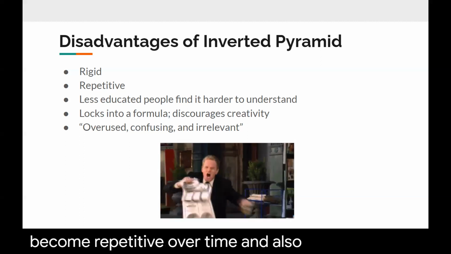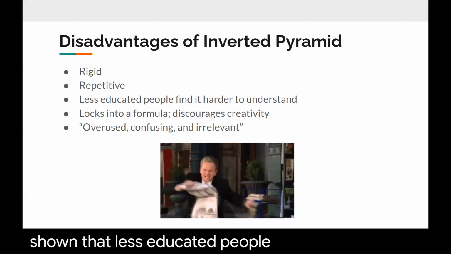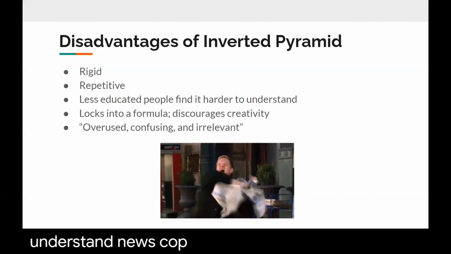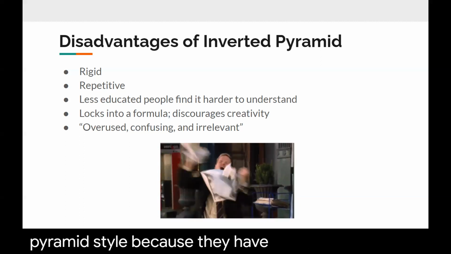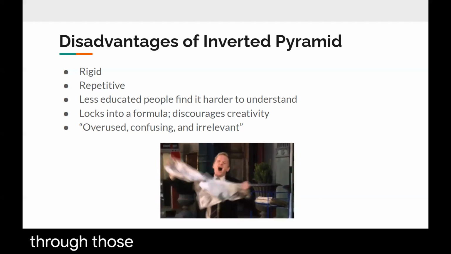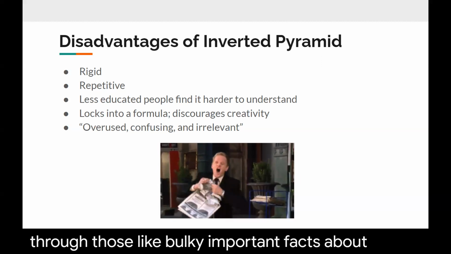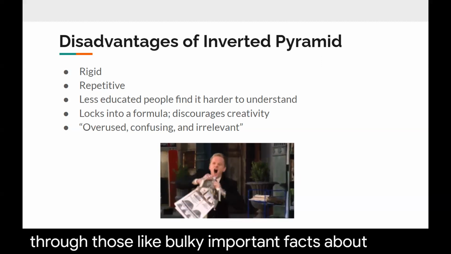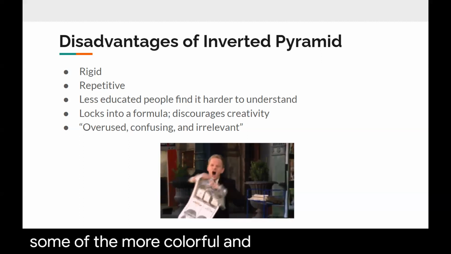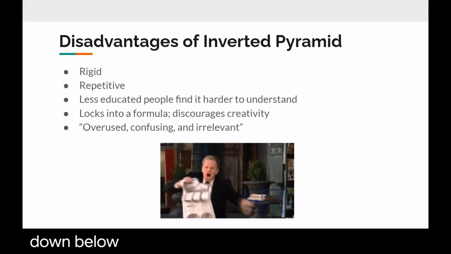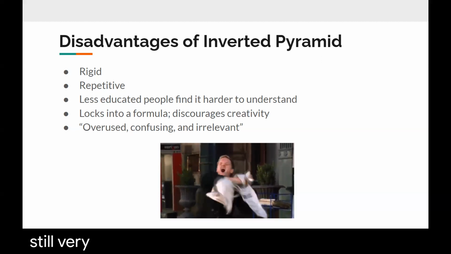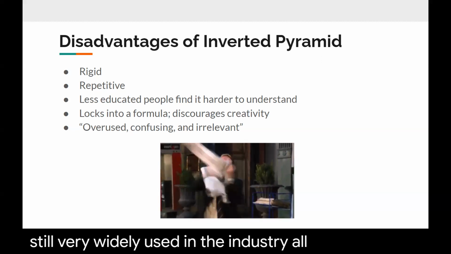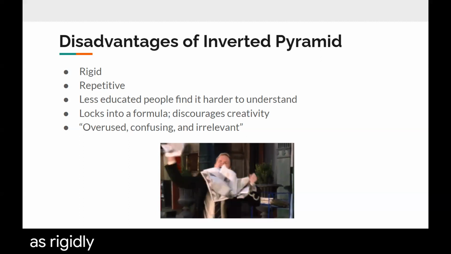Also, research has shown that less educated people find it harder to understand news copy that is written in inverted pyramid style because they have difficulty getting through those bulky, important facts up top before they can get to some of the more colorful and descriptive language down below. Honestly, the inverted pyramid style is still very widely used in the industry, although it is not as rigidly adhered to as it once was.